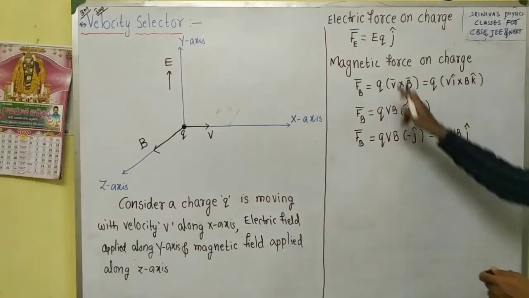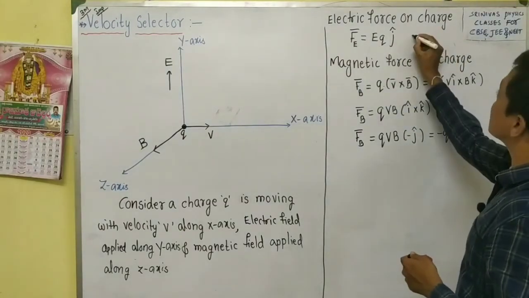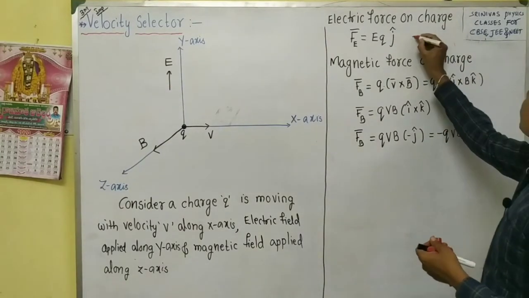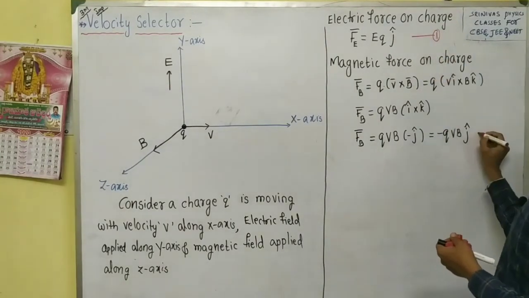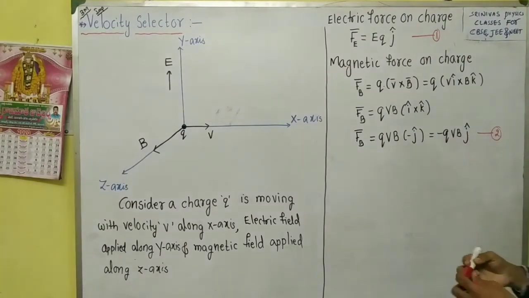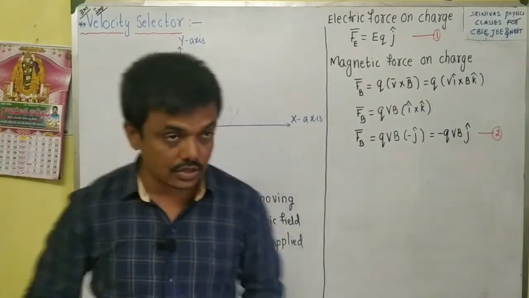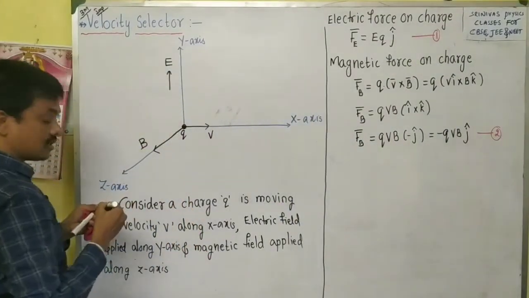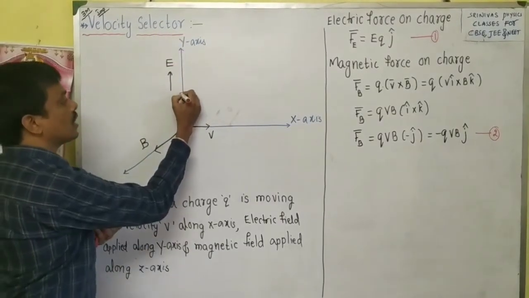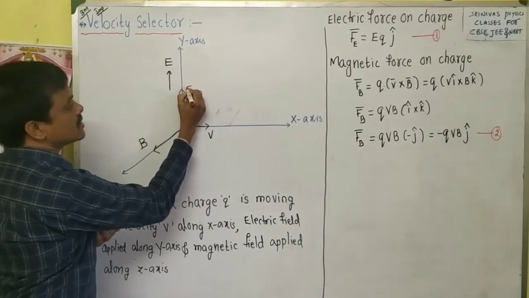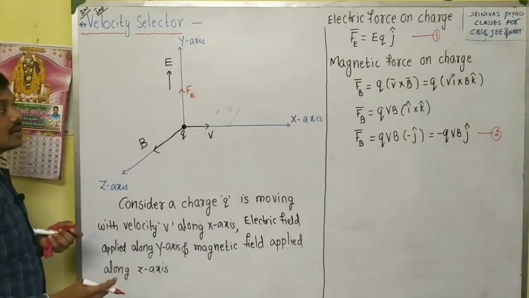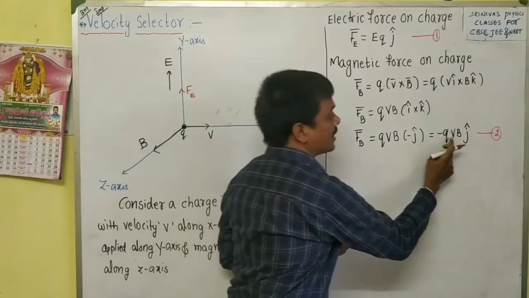Right. Here we got the electric force; this is considered as equation 1. Here we got the magnetic force, equation 2. And what is the net force on the charge? What is the direction of the electric force? The electric force will be along the electric field. The electric field is along the y-axis, which means the electric force is also along the y-axis. This is the electric force F suffix E. What is the magnetic force direction? Here we got minus J cap.